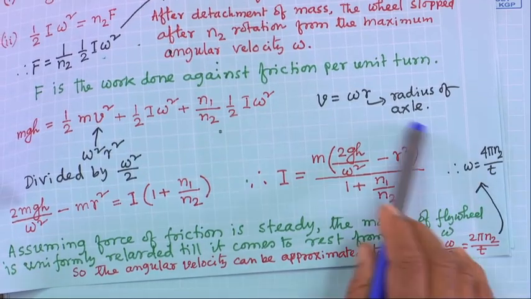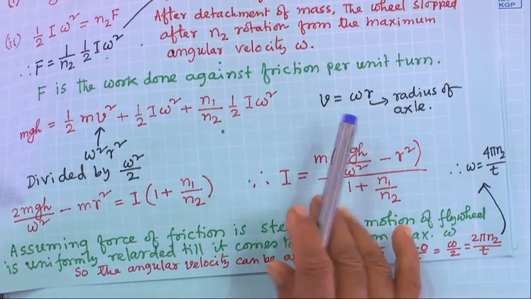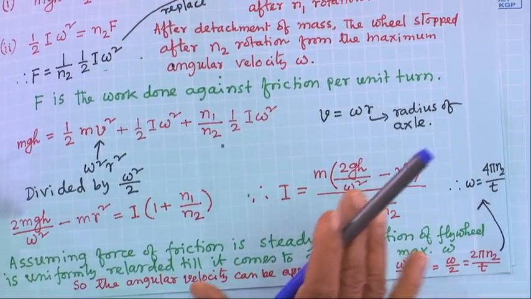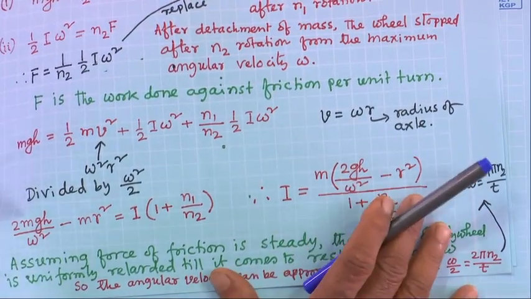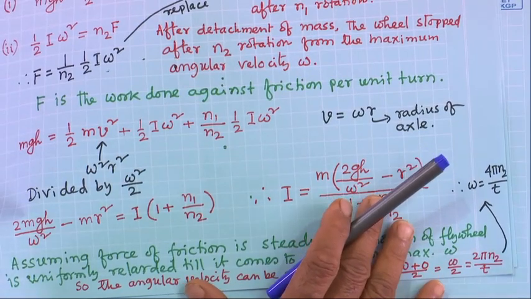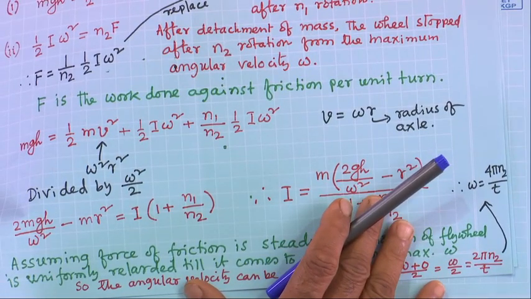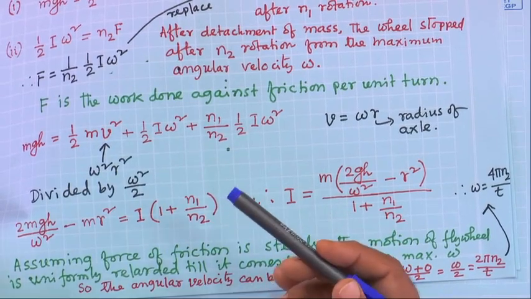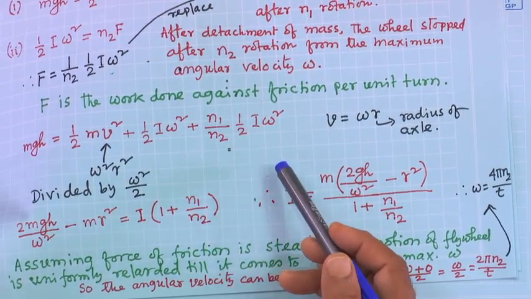So this is the working formula for the experiment where we want to determine the moment of inertia of a flywheel. Based on this working formula, in the next class I will demonstrate this experiment in our laboratory.